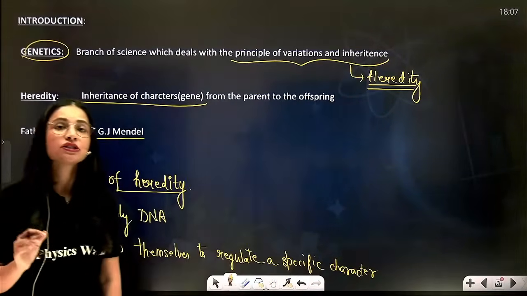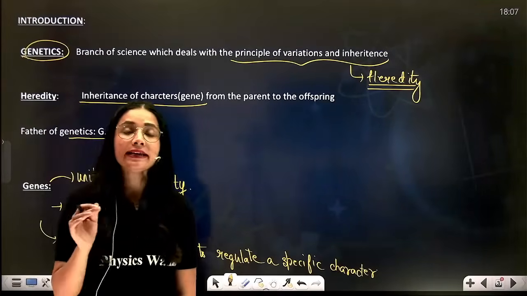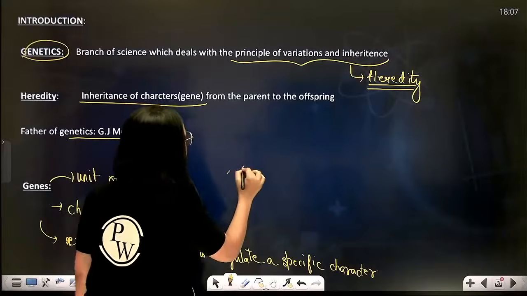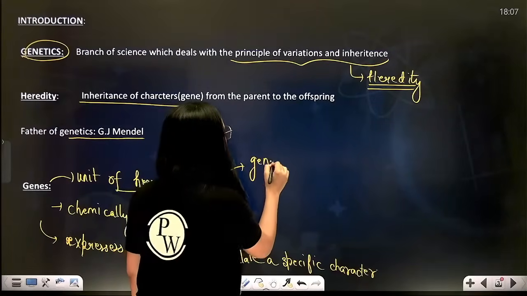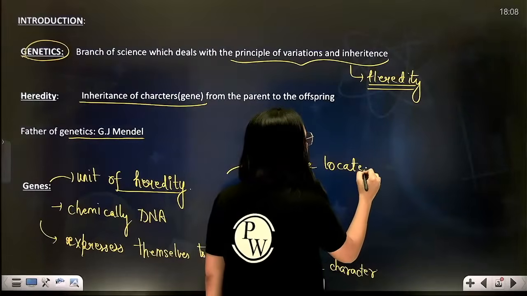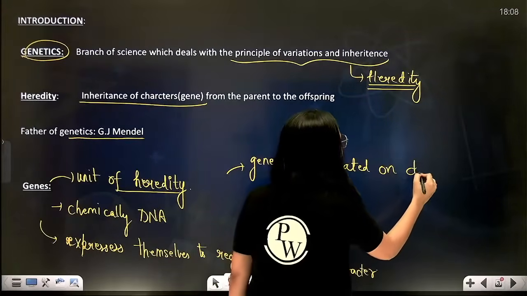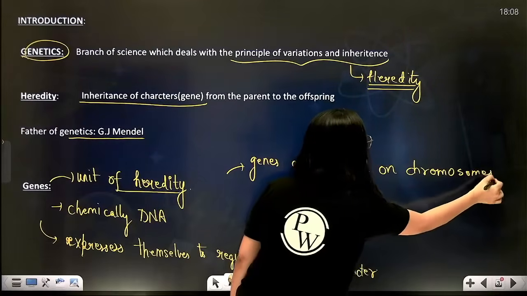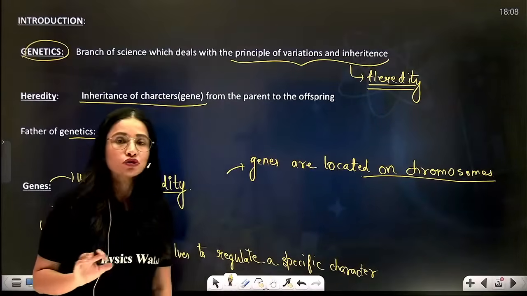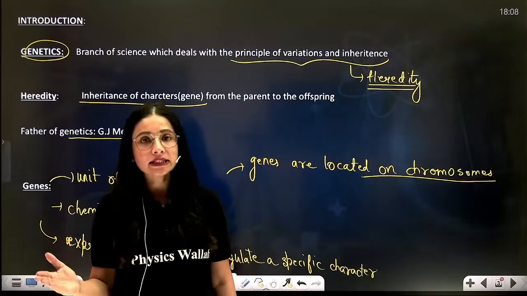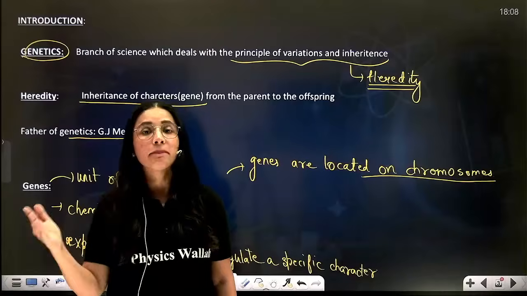Correct? So these genes are responsible for regulating the character. Now, where are the genes located? Genes are located on chromosomes. Chromosomes we know. In a diploid cell of a human, 46 chromosomes are present, 23 pairs.